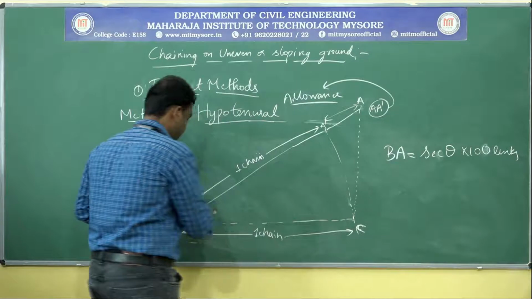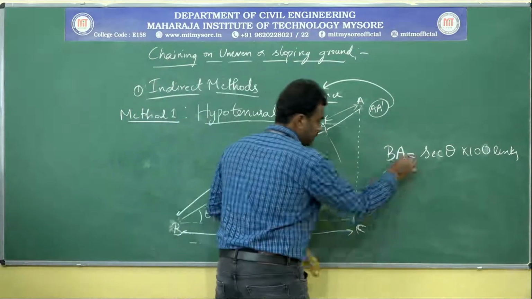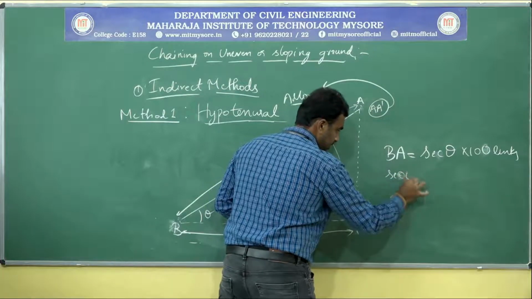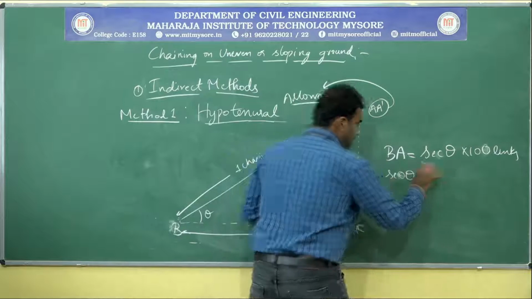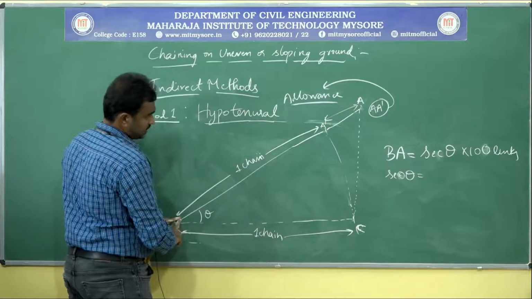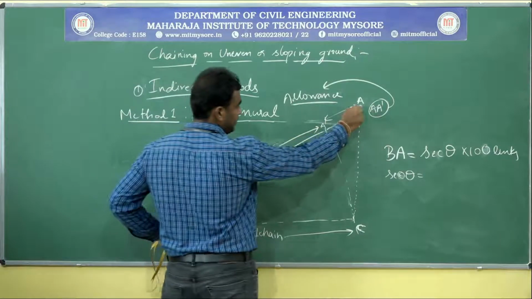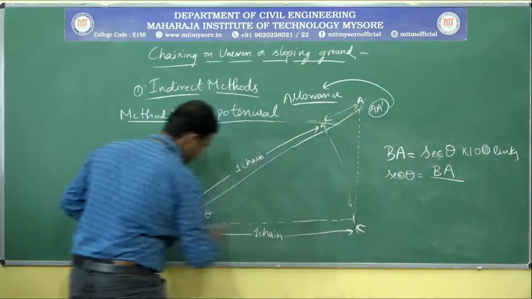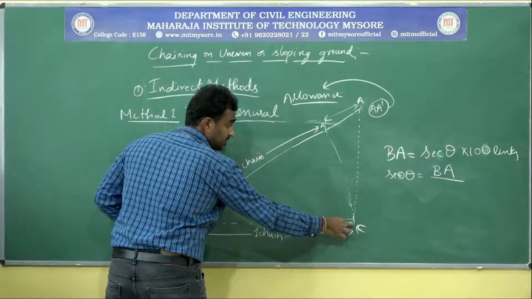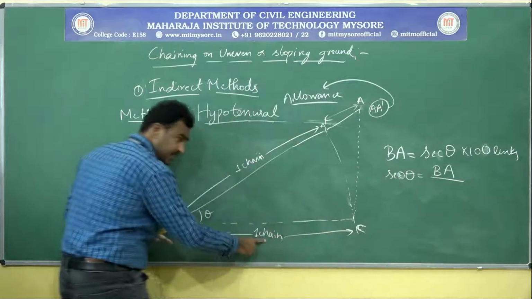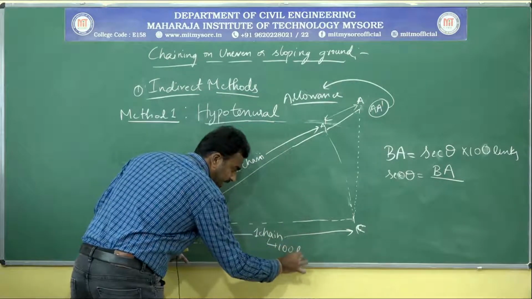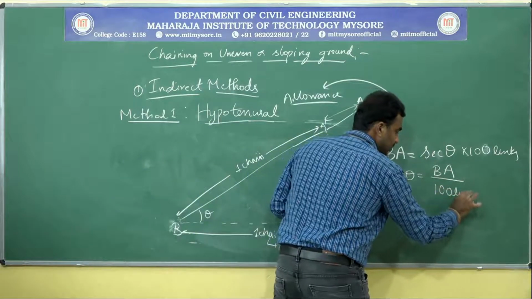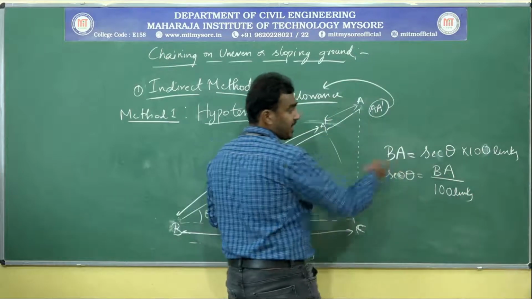If I consider secant theta for this triangle BAC, I am deriving this again: secant theta is equal to hypotenuse divided by adjacent. What is hypotenuse over here? Hypotenuse is BA. Adjacent is one chain. One chain contains 100 links. That's why we are expressing in links over here. So this is simplified and written like this.